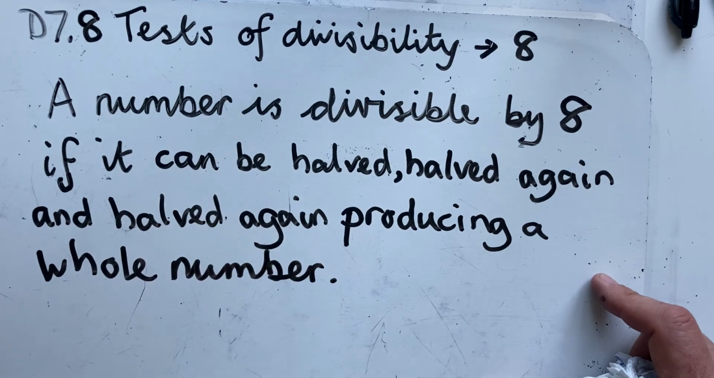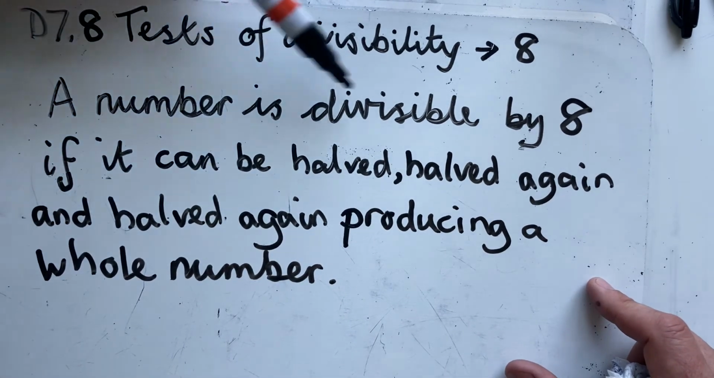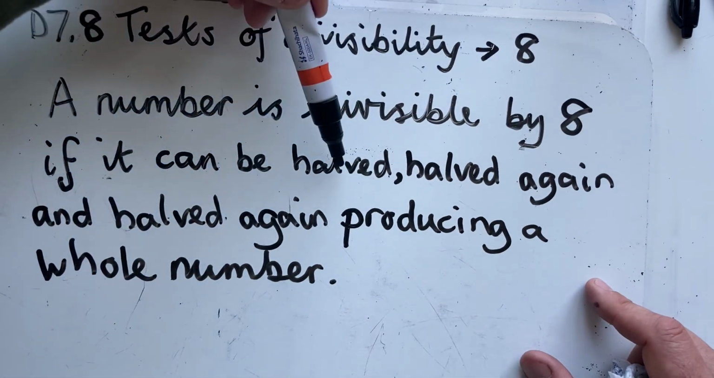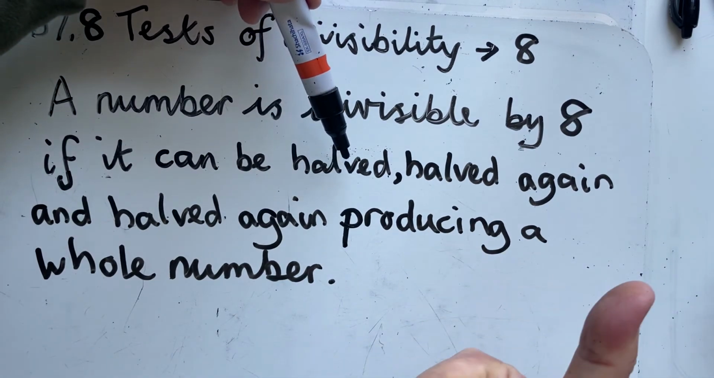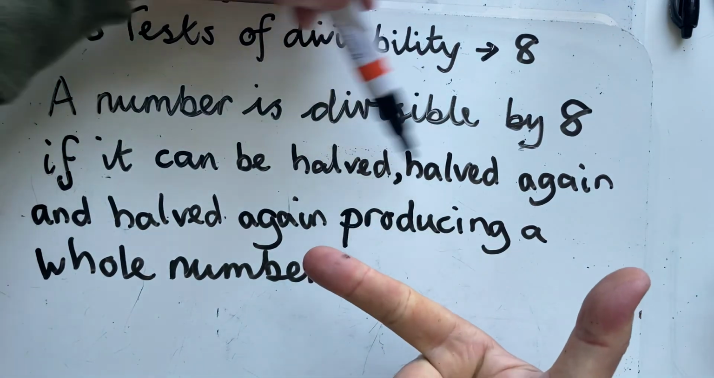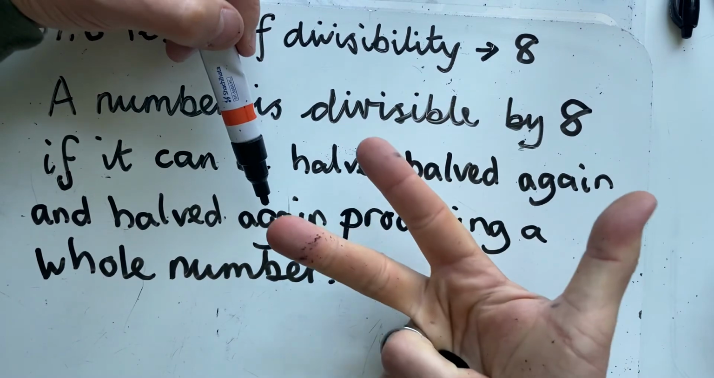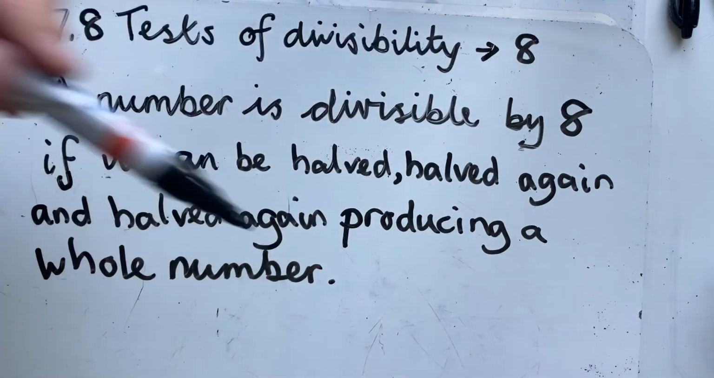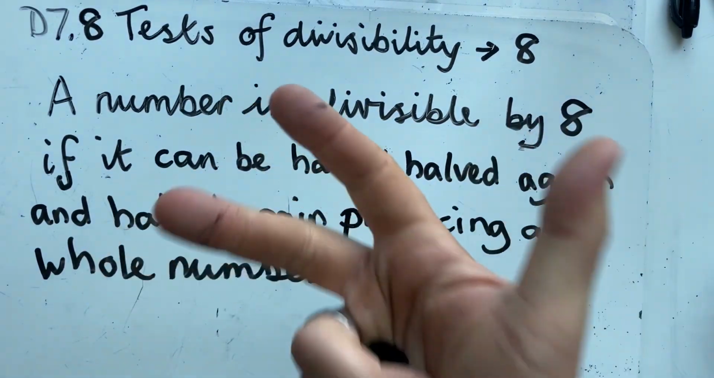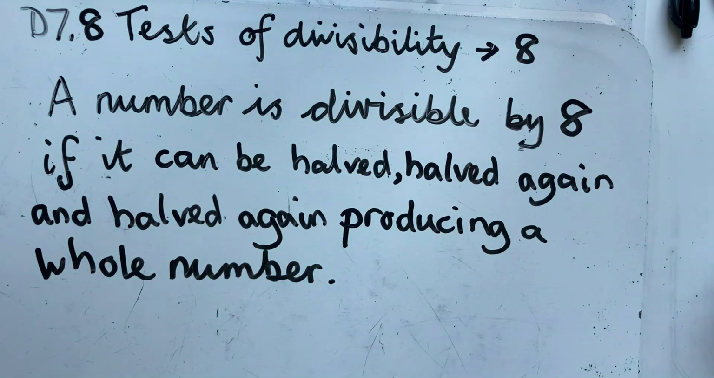So let's just read through that. A number is divisible by 8 if it can be halved, halved again, and halved again, producing a whole number. So it's got to be able to be halved 3 times, okay? And that's the test of divisibility by 8.